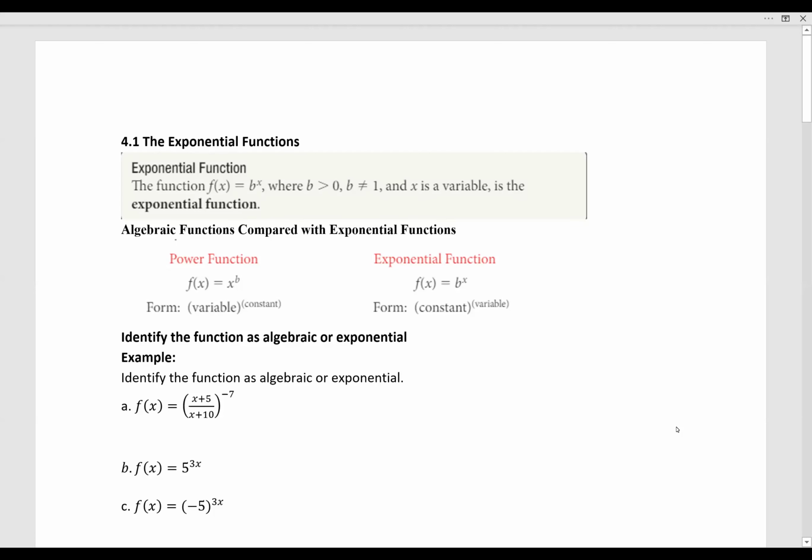Hi everyone. Now I'm going to talk about session 4.1, the exponential functions.